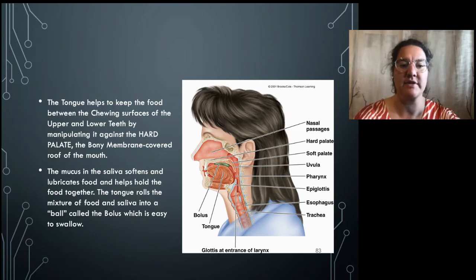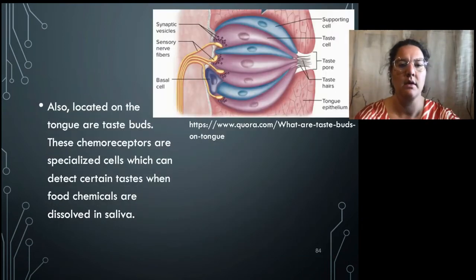The mucus in the saliva softens and lubricates the food and helps hold the food kind of together in a ball known as a bolus, which is then going to be easy to swallow. In addition to the salivary glands, we also have taste buds located on our tongue, which are chemoreceptors and specialized cells which detect certain tastes when those food chemicals are dissolved into saliva. So we can taste salty, sweet, bitter, and sour very easily.